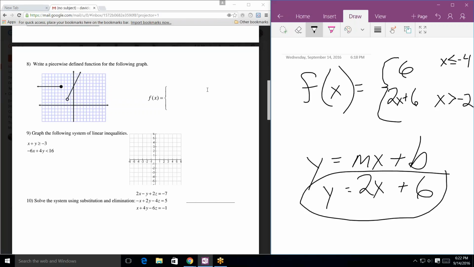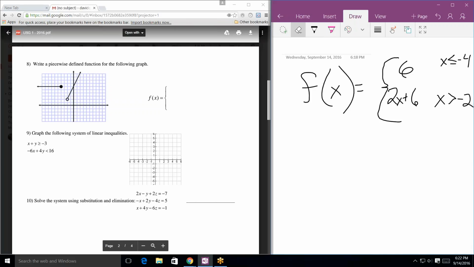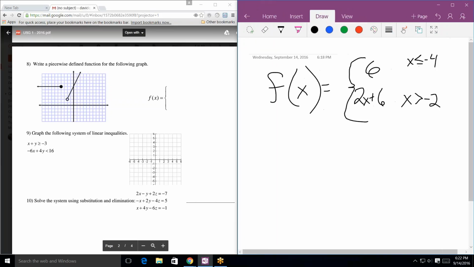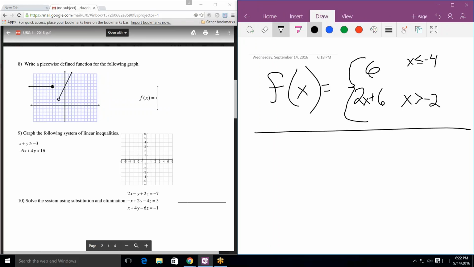And now, in other words, I've drawn the graph and I've given the piecewise function. And you could go either way. If I gave you this, I would expect you to be able to draw this graph, or given the graph, I would expect you to be able to come up with the piecewise function.